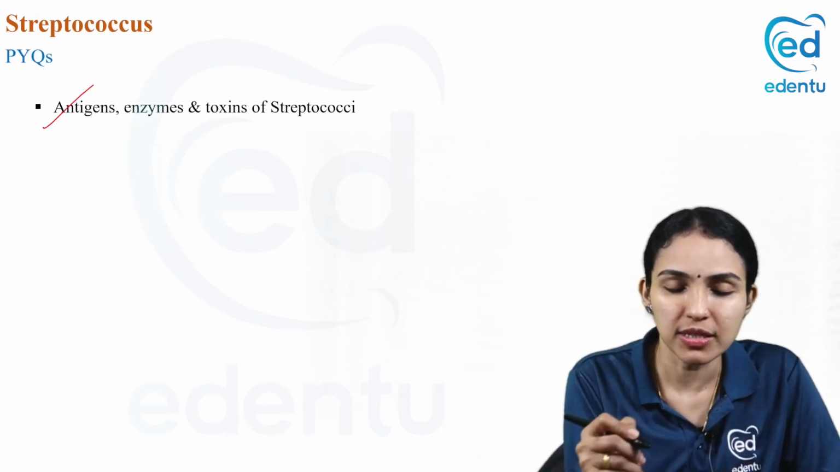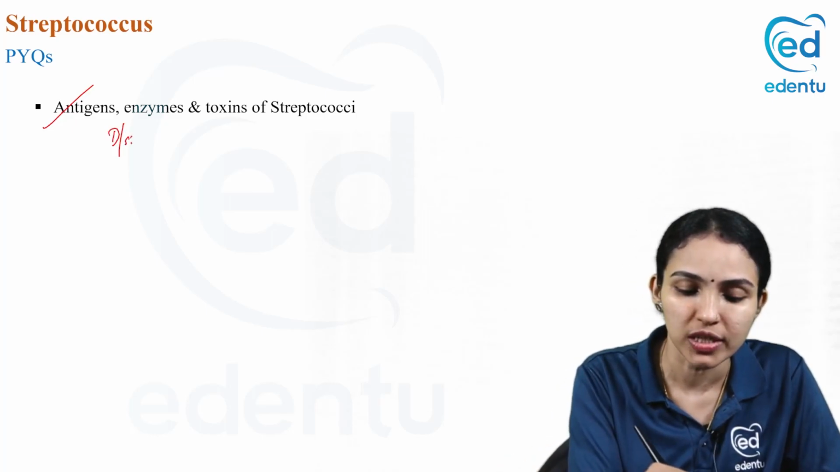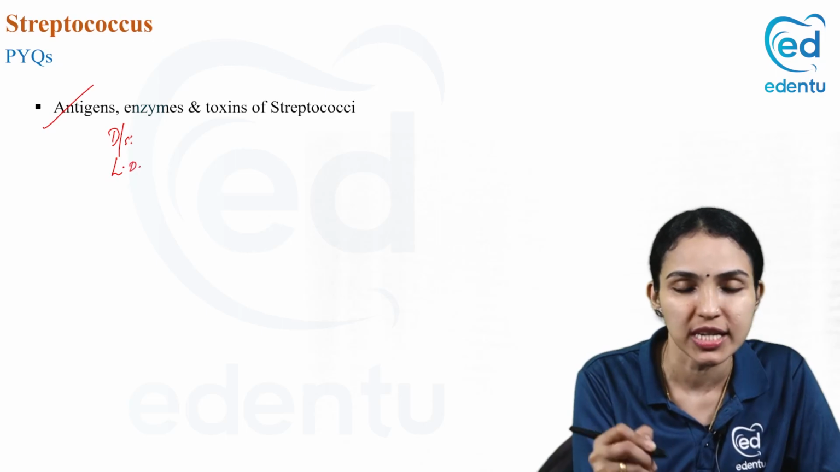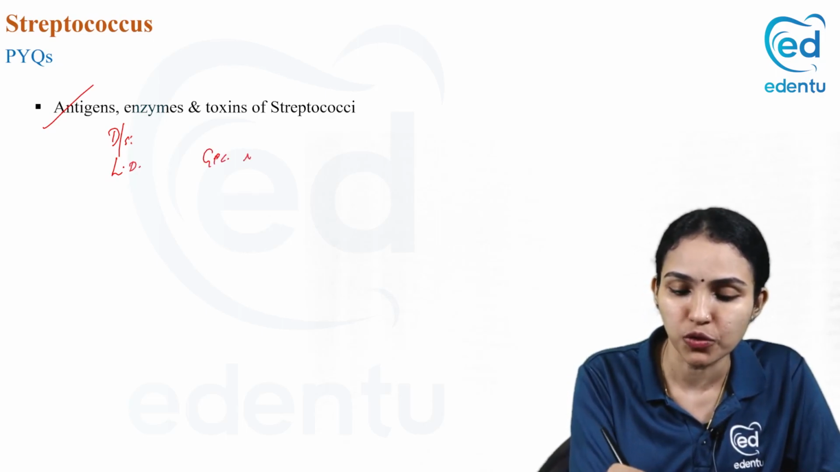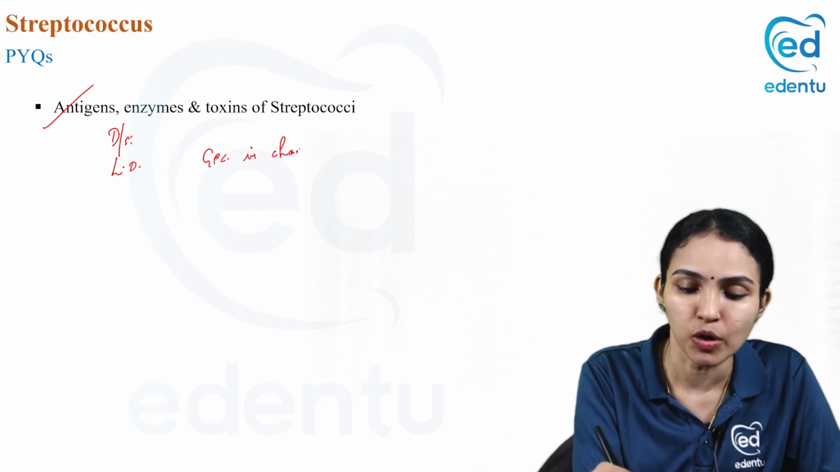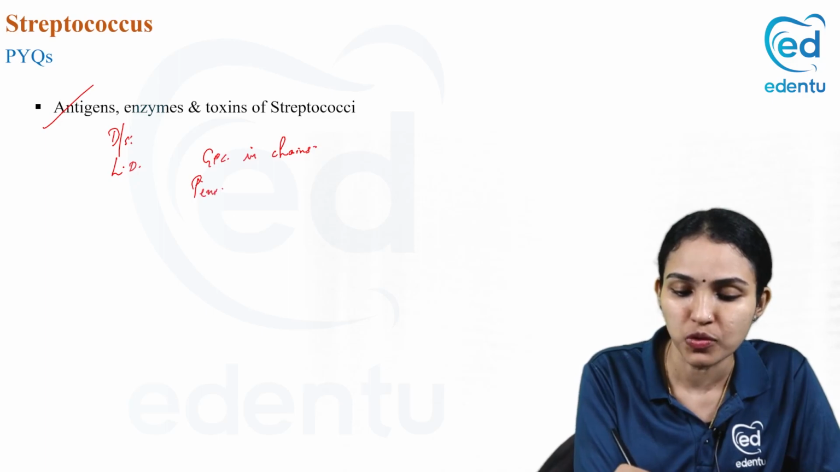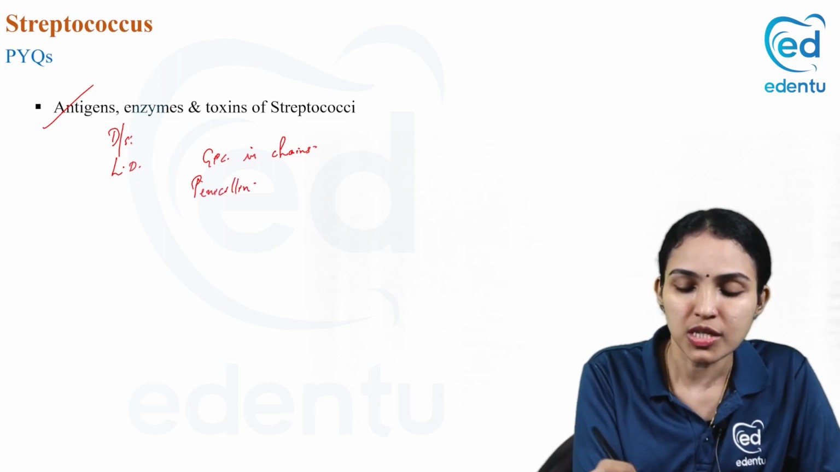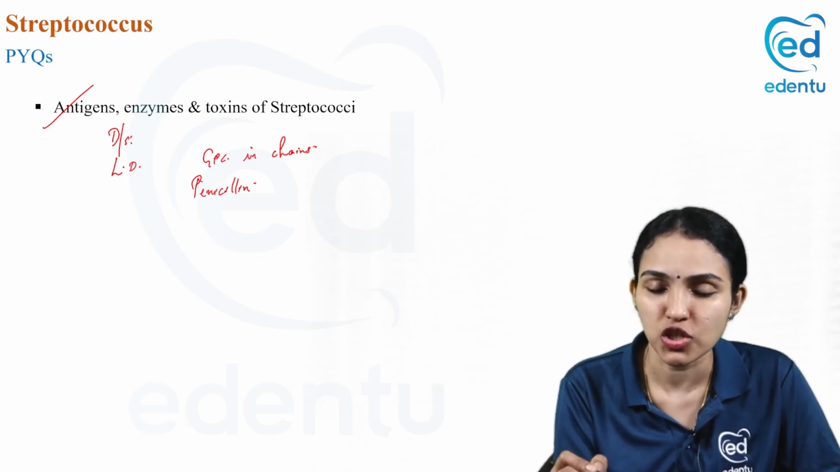So once more, I'm repeating the important question: antigens, toxins, and enzymes. Also, please learn what are the diseases caused and how will you diagnose, lab diagnosis of streptococci. And don't forget, this is gram-positive cocci which appear in chains. The morphology is important, and the only drug that you have to remember for streptococci is penicillin. So please learn the structure. That is important. That is the most important part of this topic.